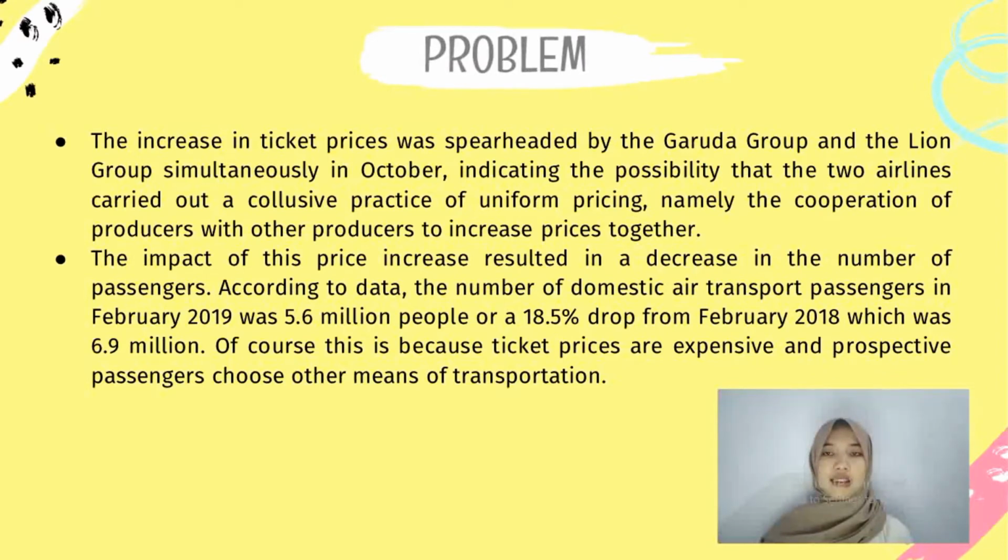Then, the problem from the news is that the increase in ticket prices was spearheaded by the Garuda Group and the Lion Group simultaneously in October. This indicates the possibility that the two airlines carried out a collusive practice of uniform pricing, namely the cooperation of producers with other producers to increase prices together.